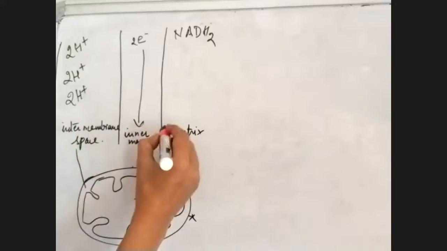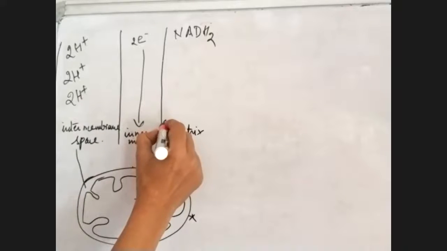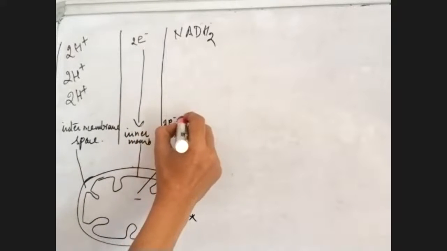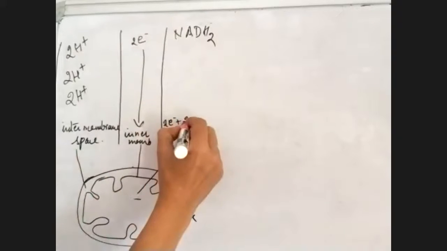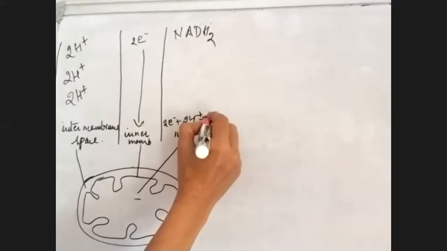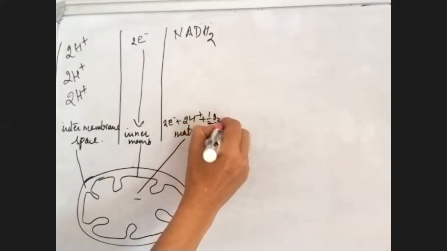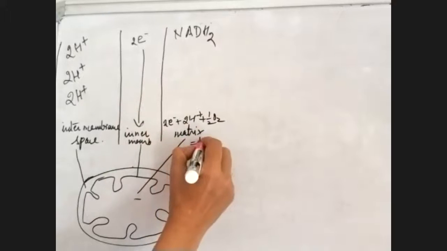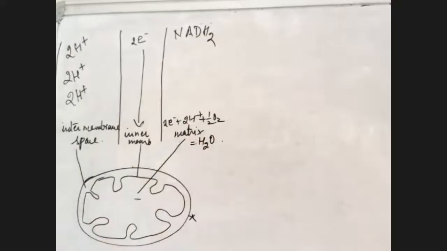And finally, what do we get? That pair of electrons enters here, combines with some protons which are here, plus half O2, and what is formed is a water molecule. This is what is given out. So we have done this till here.